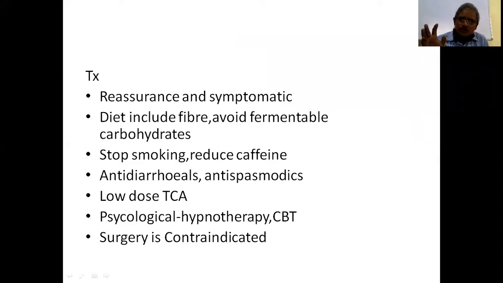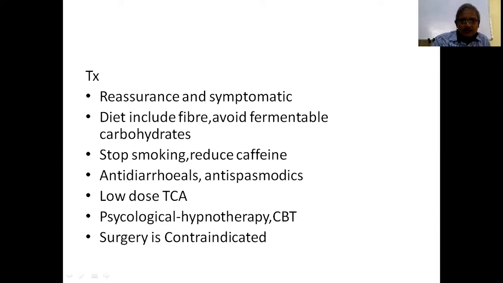Because you know this, you can strongly reassure the patient and give symptomatic treatments like antispasmodics or antidiarrheals or enzyme replacement, whatever it is. So reassurance and symptomatic treatment, right? And diet restrictions: we include more fiber and avoid fermentable carbohydrates, in the hope that borborygmi and flatulence will come down. Stop smoking, reduce nicotine as well as caffeine, and give antidiarrheals and antispasmodics depending on the symptoms. Sometimes low dose tricyclic antidepressants can be tried, if the patient responds.